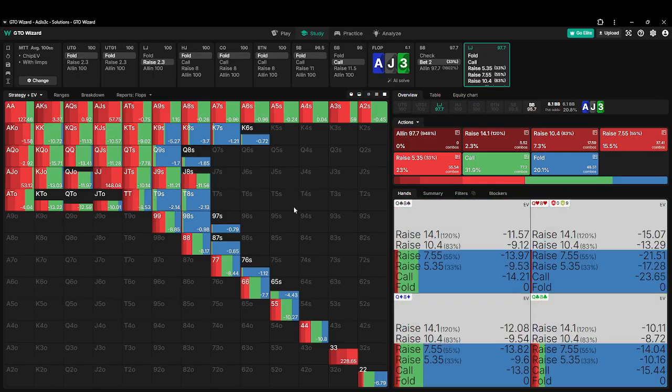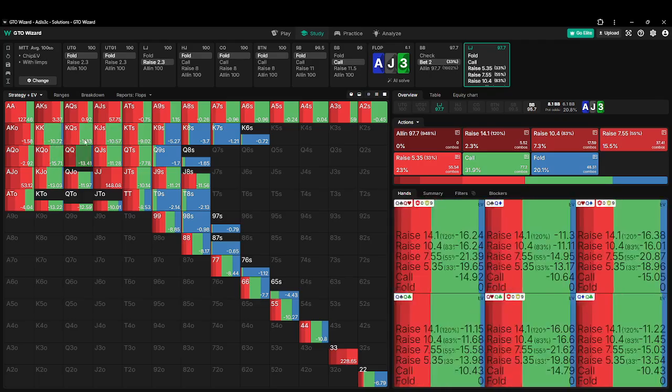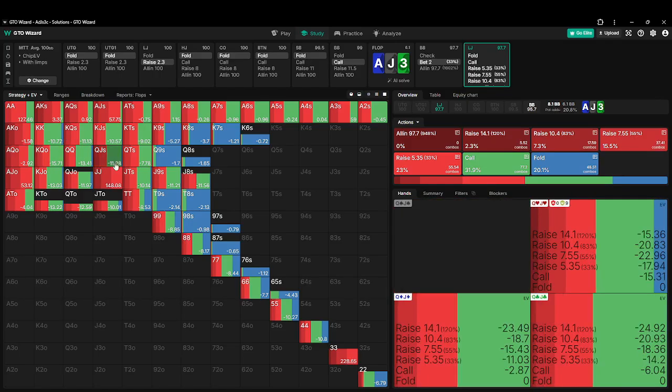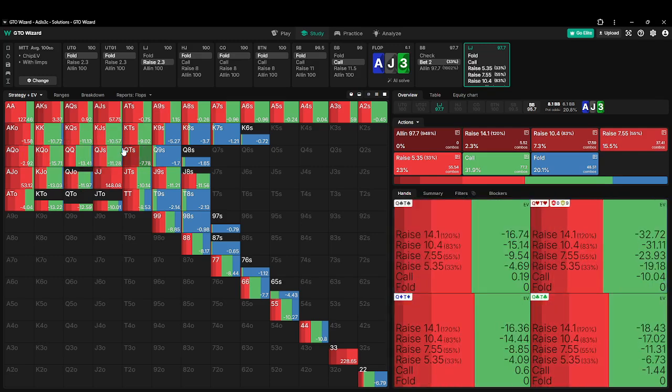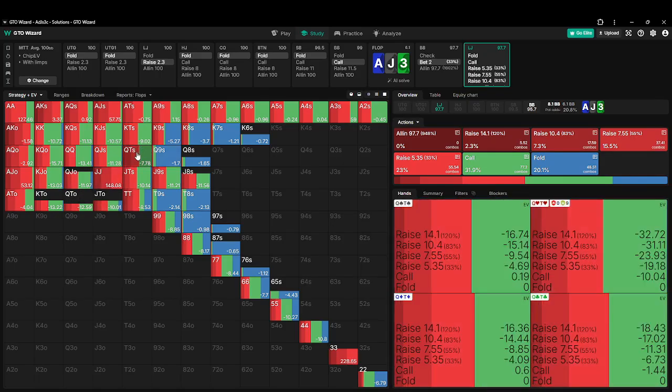But at the same time, you don't want the pot to get too bloated. If you raise with king queen and then get three-bet, you can fold very comfortably, which is the reason why you see it raise some portion of the time with these king queen suited type hands. Queen ten is also a gutshot that you're happy to fold if it gets three-bet. You're not too concerned about it, because you already had a gutshot to begin with.